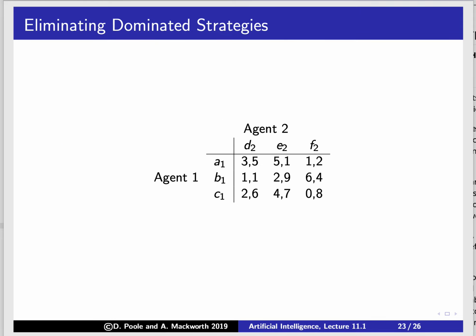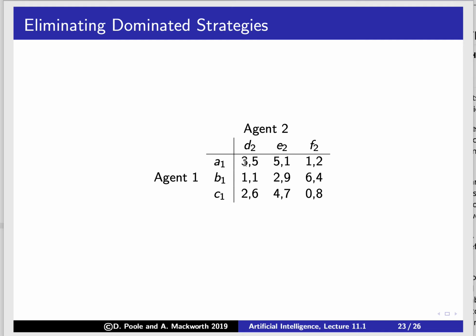All right, so let's have a look at an example here. We can look at these three actions. Agent 1 gets to choose either A1, B1, or C1, and agent 2 gets to choose either D2, E2, or F2. And here are the payoffs. Now we can look at domination here. Let's look at A1 and B1. For agent 1, it's sometimes better to choose A1, but sometimes it's better to choose B1. So neither of those is dominating.